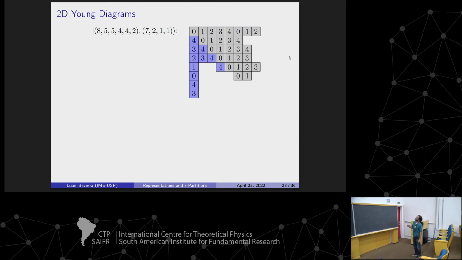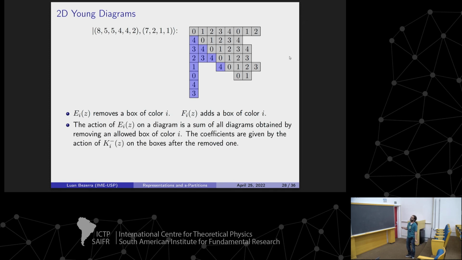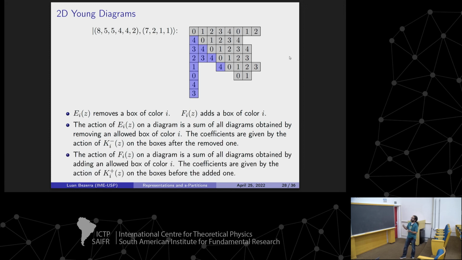So what's in gray, they are vectors in V. What's in blue, they are vectors in W. And then the action is the same as in the even case. So the E's, they are removing boxes of color i. And the F_i, they add boxes of color i, whatever possible. And to get the coefficients, you just have to take into account the parity and act by the case after the point where you're adding the box, or if you're acting by E, or before if you're acting by F. But it's the same spirit as in the even case.